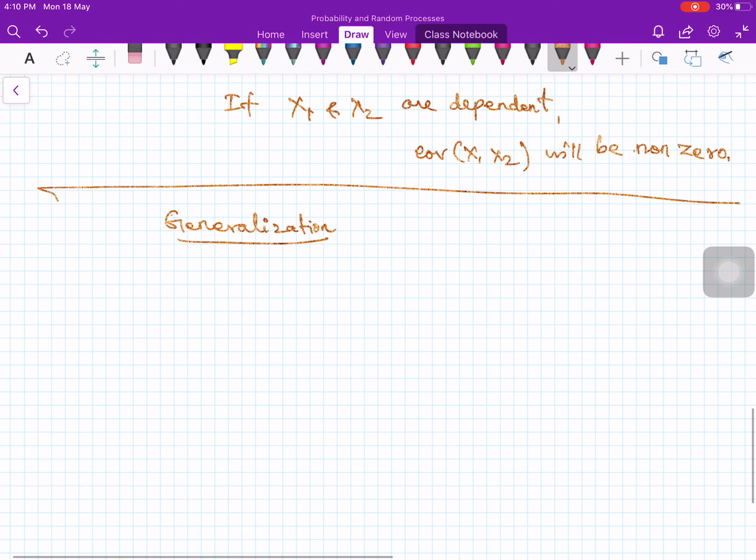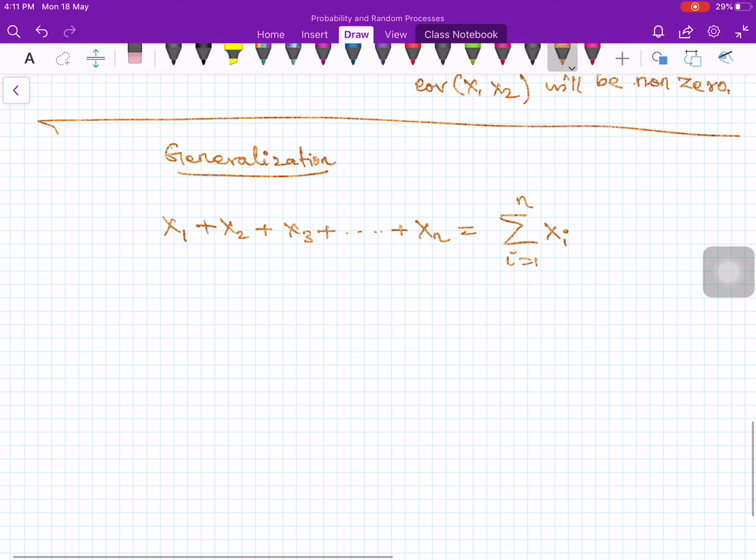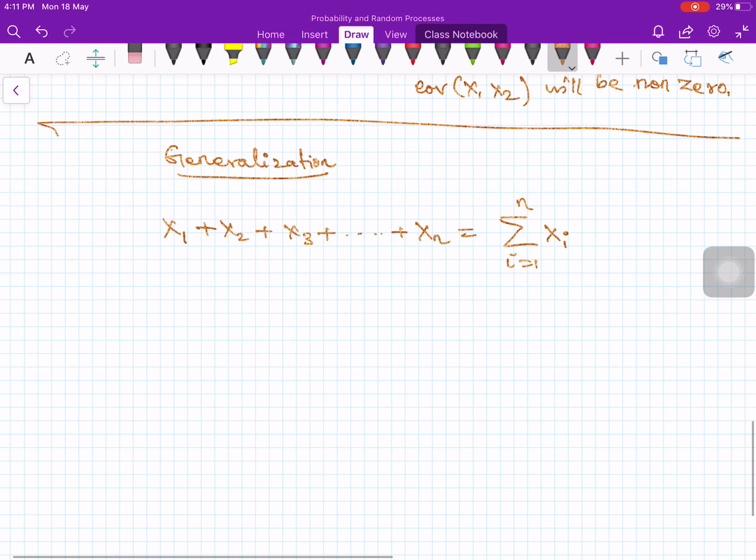Generalization. Let us say I have many random variables, like several random variables: x1 plus x2 plus x3 plus up to xn. In compact form, I can write this as sigma i equals 1 to n of xi, the sum of all random variables. Now I want to find the variance of the sum of random variables. So take the variance on the left hand side, x1 plus x2 plus up to xn.